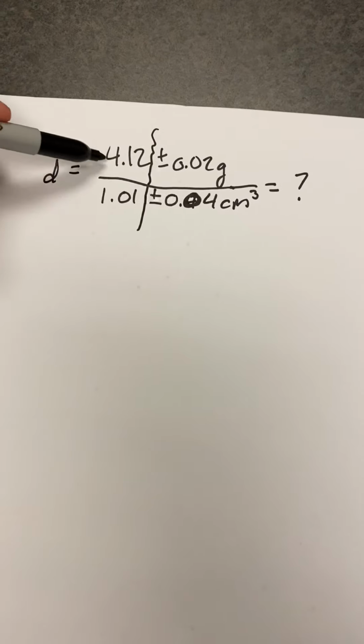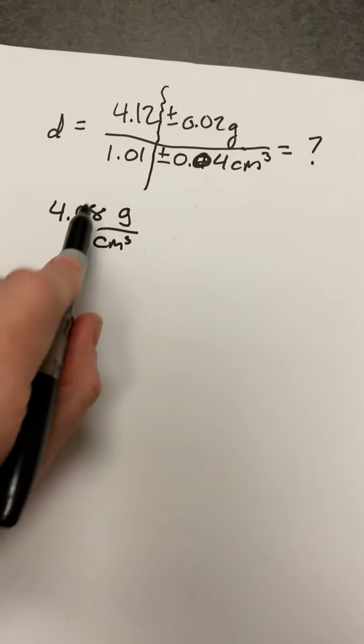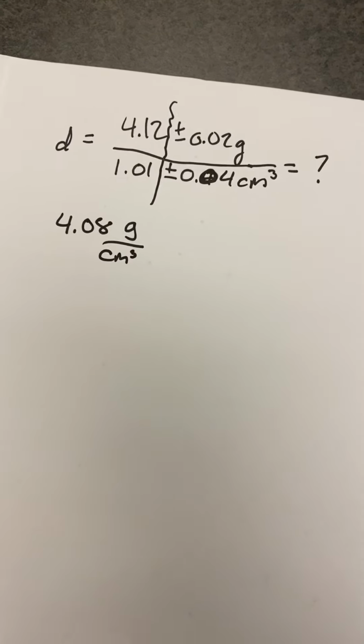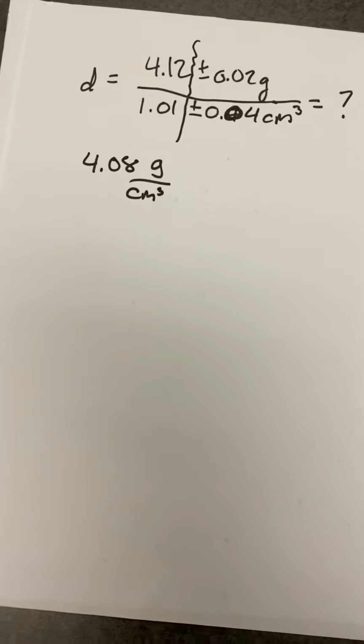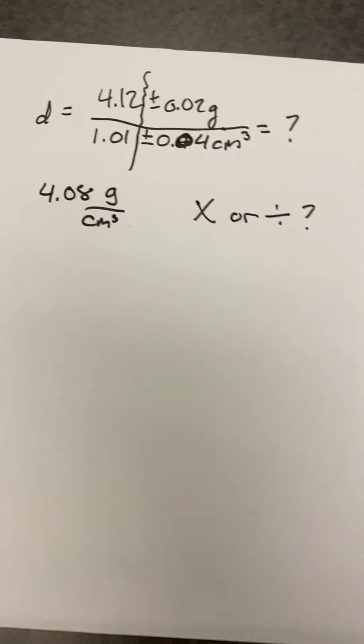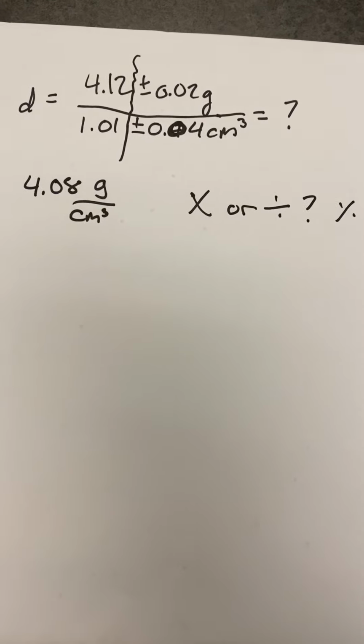So I like to start with the easy stuff first. I like to say, okay, we've got 4.12 divided by 1.01. So we're starting with 4.08 grams per centimeter cubed, because it's easy to forget this simple thing when we're focused on the error. Next, we have to ask ourselves what we did. We didn't add and subtract this time. Instead, this time, we multiplied or divided. When you multiply and divide, we're going to use percent error, much like we did at the very beginning of this video.